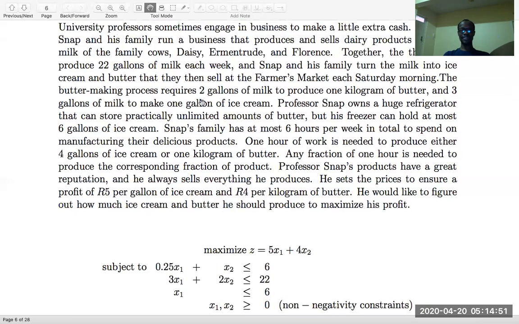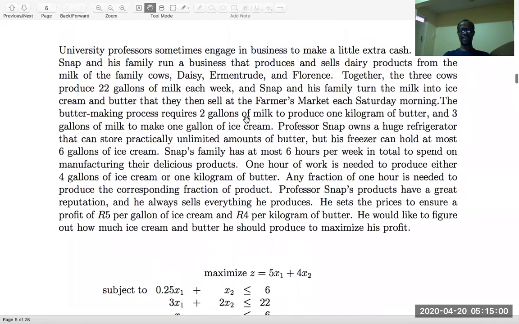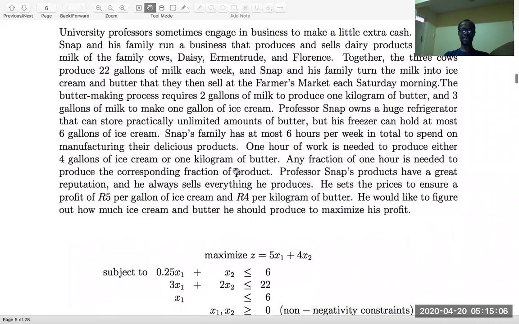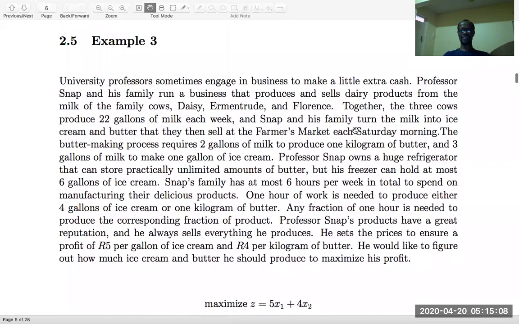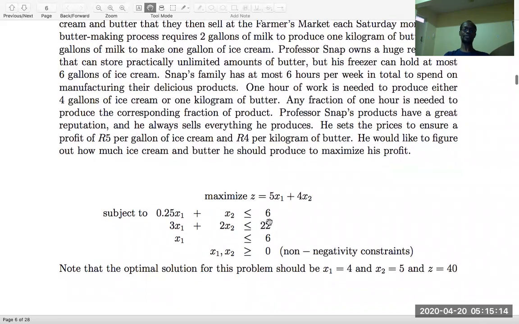And then again, butter making requires 2 gallons of milk, so that's why there's a 2 here, and 3 gallons of milk for ice cream, that's why we have a 3 here. And then together the 3 cows produce 22 gallons of milk, so that's the total amount of milk you actually get.